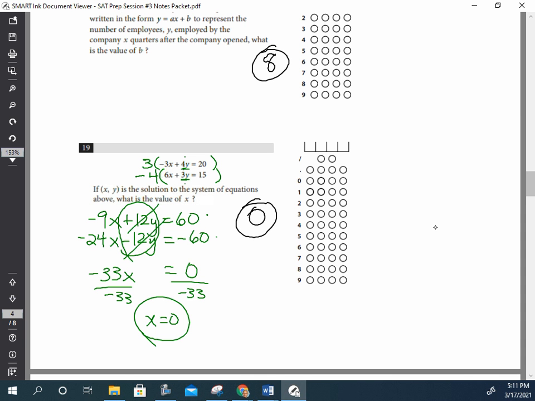So for a system, remember there are two ways for you to do it, substitution or elimination. They won't tell you on the SAT which one to use. That's more so personal preference. So you're on your own accord for that one.